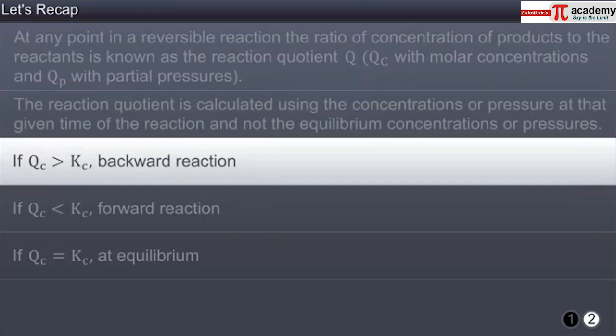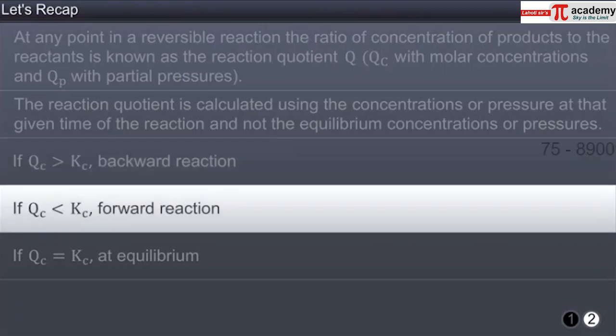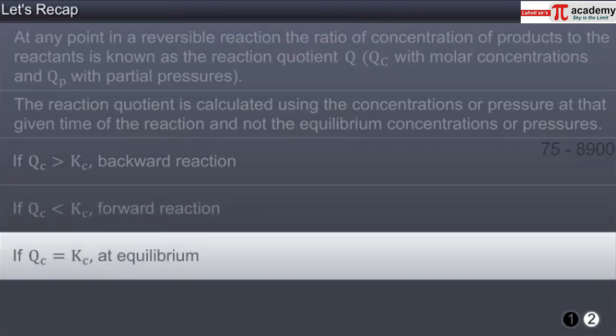If Qc is greater than Kc, backward reaction takes place. If Qc is less than Kc, forward reaction takes place. If Qc is equal to Kc, the reaction is already at equilibrium.